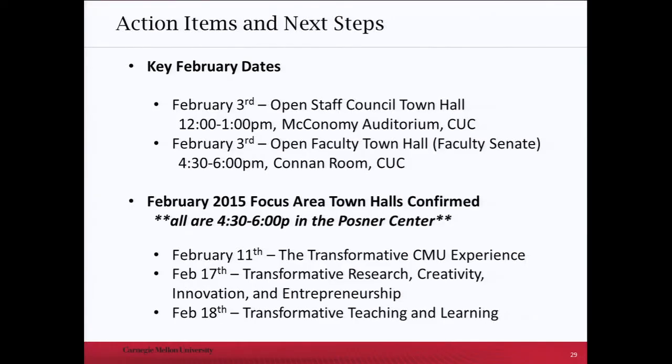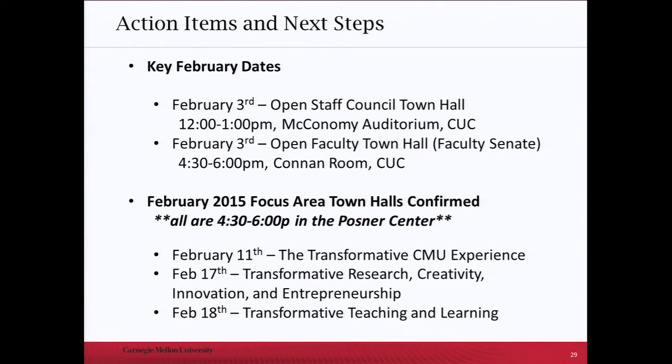Let me continue to encourage folks to go to the website and email. And there's also a set of meetings that folks should be aware of. As I talked about at the beginning, February 3rd, 12 to 1, there's a town hall meeting open to staff and faculty. Also on the 3rd, 4:30 to 6, that's going to be a busy day for me, there's an open town hall for the faculty.